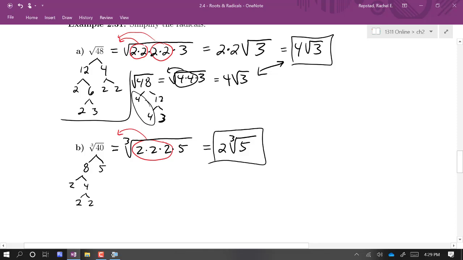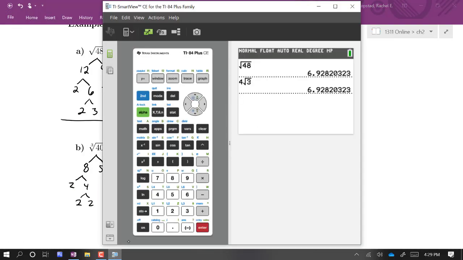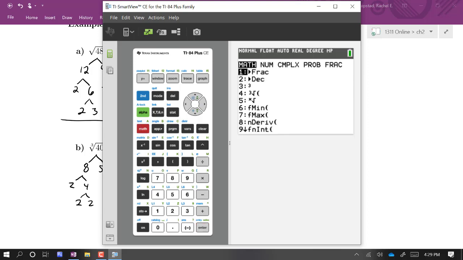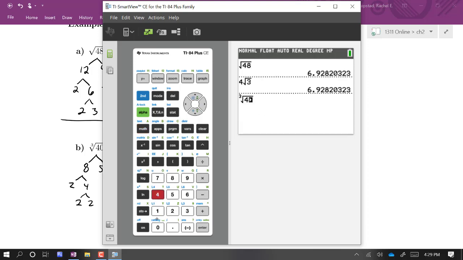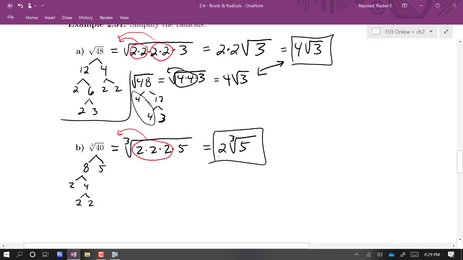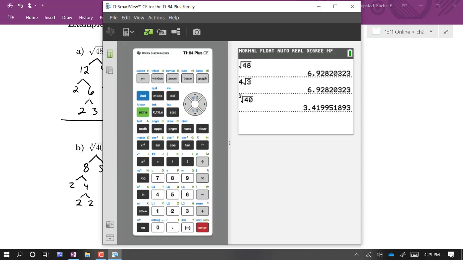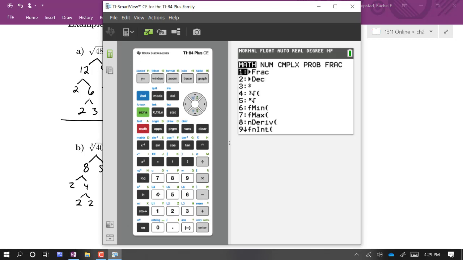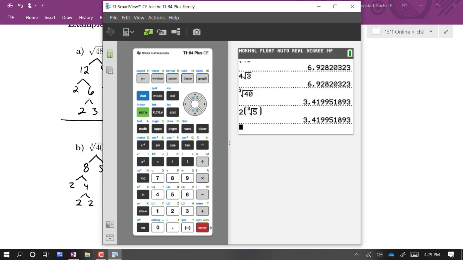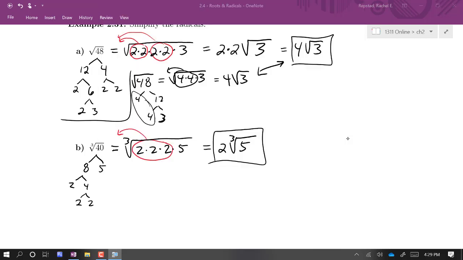And again, because it's a numerical example, I can check the cube root of 40. Now in the calculator, it's got the square root built right in. To access the cube root, you've got to hit the math key. Option 4 here is the cube root of 40. And then we simplified to 2 times the cube root of 5. And you'll see I got exactly the same approximation. So these are equal.